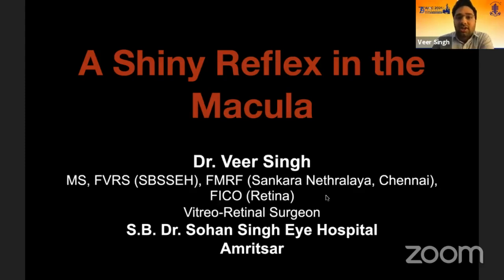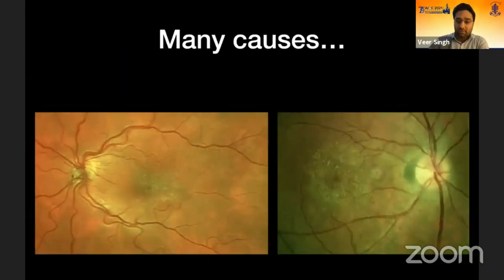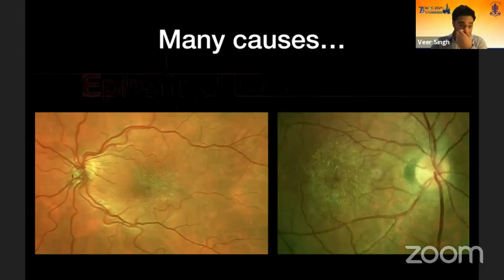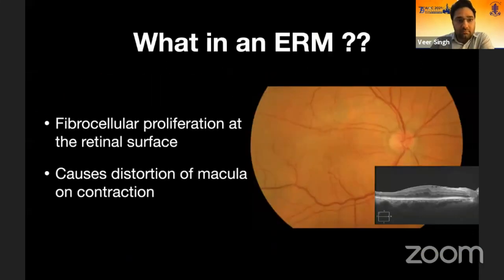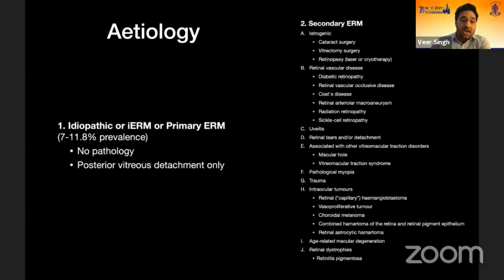So I'm going to be talking about a shiny reflex in the macula, with the aim of guiding a general ophthalmologist on what to do when they look at a shiny membrane in the macula. There can be many causes, but what I'm going to be focusing on is an epiretinal membrane. Epiretinal membrane is nothing but a fibrocellular proliferation at the retinal surface. It causes distortion of the macula on contraction and reduction in the vision.